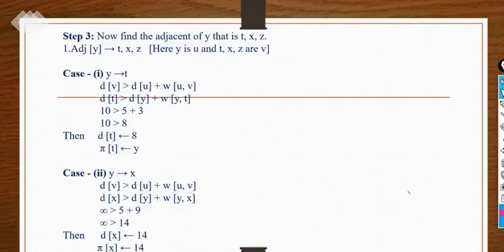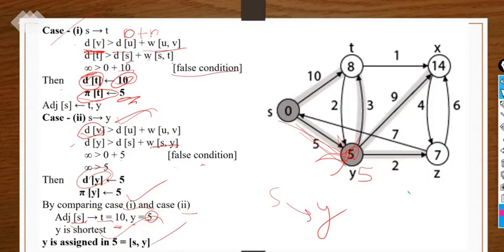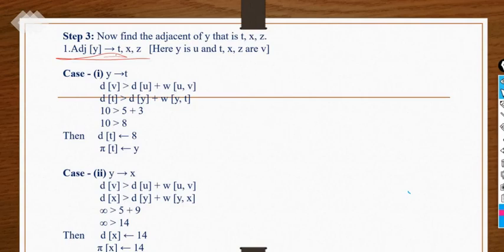Next step is, now if we have selected the Y from step 2, now we have to trace out what are the adjacent of the Y itself. Now what are the adjacent of the Y? Adjacent of Y are 3 adjacent, this T again, X and Z. So I have mentioned here T, X, Z. Now again we have to check for all the 3 cases, Y to T, Y to X and Y to Z. So we have to traverse it, like D of V. Again we have to check, is it greater than or not?